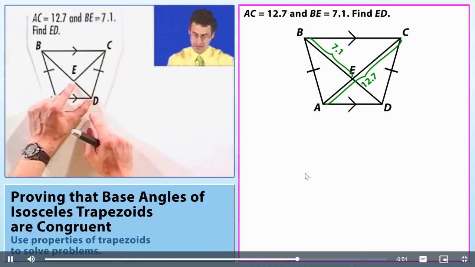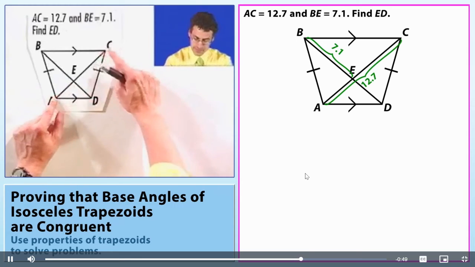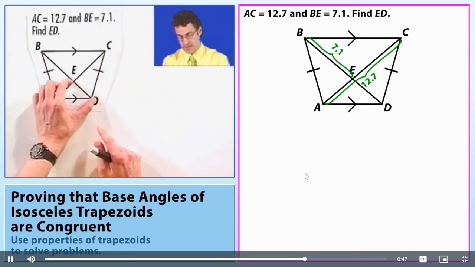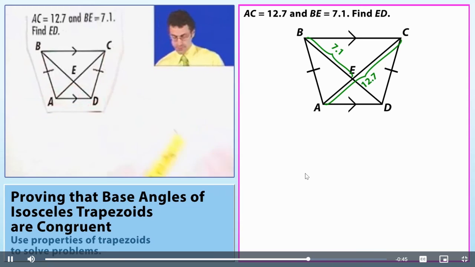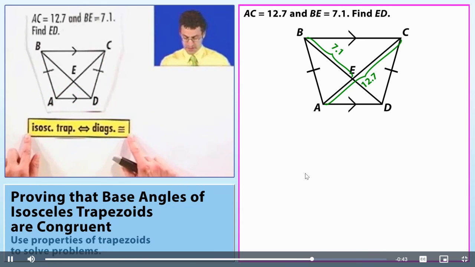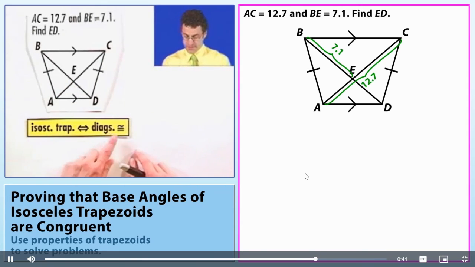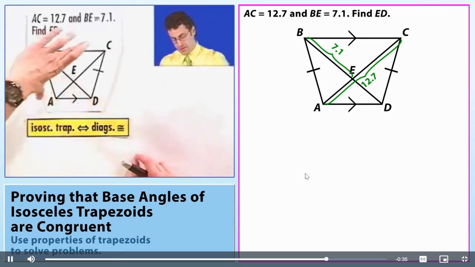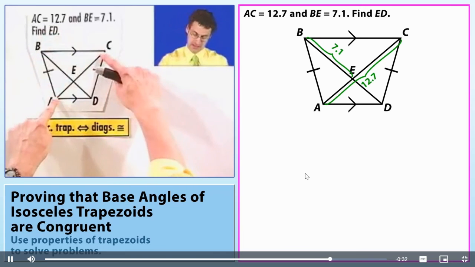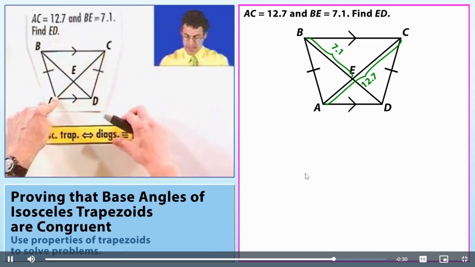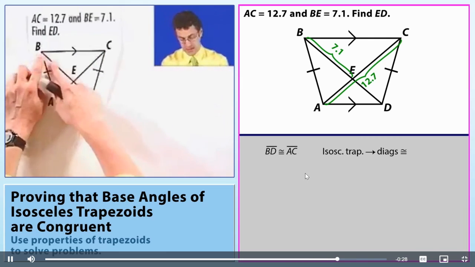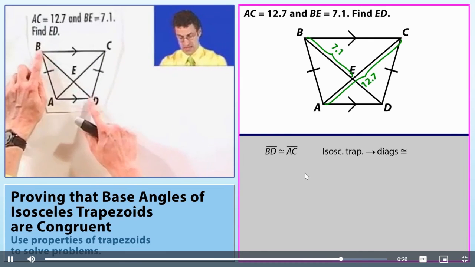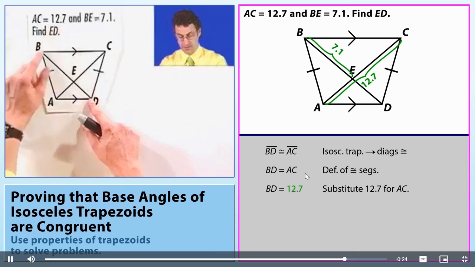So what's this length right here? I know this whole length. I know this little piece. I want to find that. Well, one of the great properties about isosceles trapezoids is that the diagonals are going to be congruent. Diagonals are congruent. So, if you know this length, then we know this length is the same thing. So BD, in fact, is also 12.7.